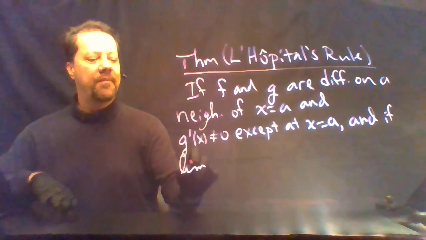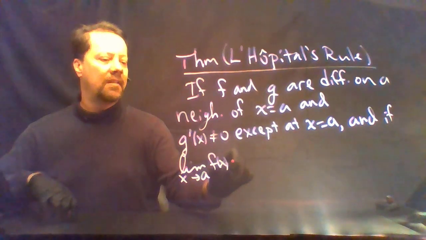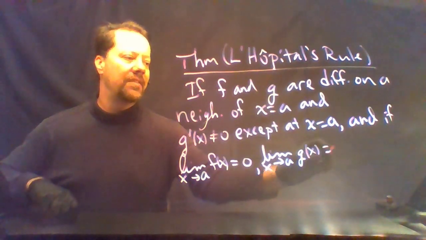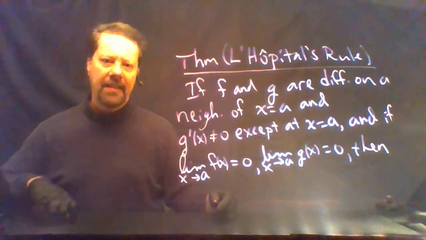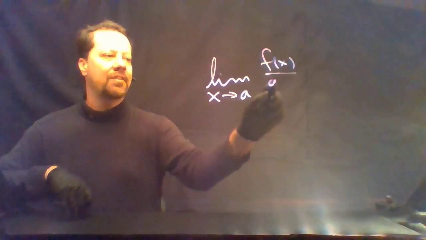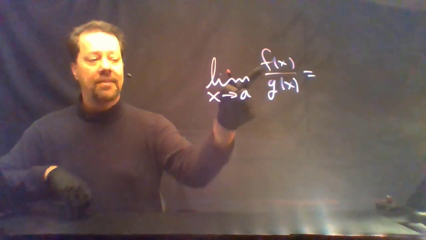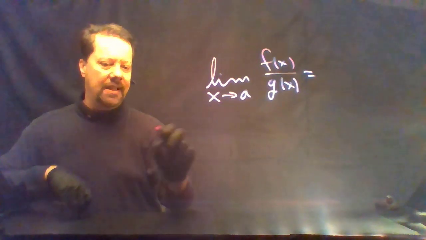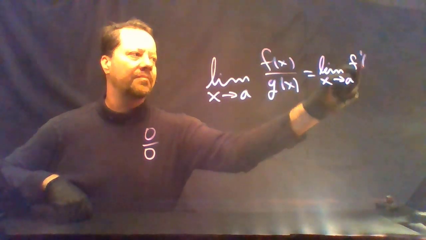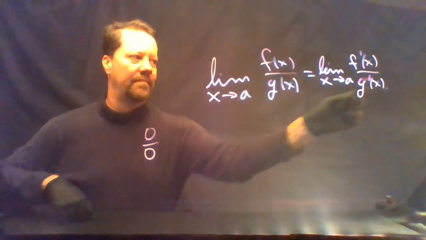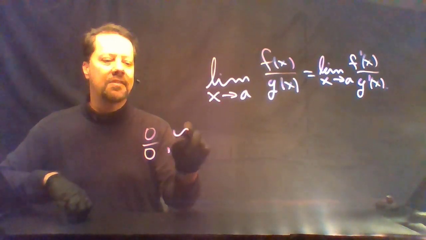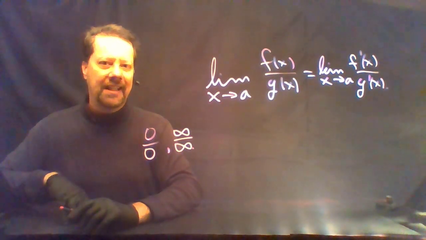and if both the limit as x goes to a of f of x is 0 and the limit as x goes to a of g of x is 0, then the limit as x goes to a of f of x over g of x, keeping in mind both f of x and g of x go to 0 as x goes to a, so this is a 0 divided by 0 case, if you take the limit as x goes to a of f prime of x over g prime of x, you should know that this theorem applies both in the 0 over 0 case and the infinity over infinity case.